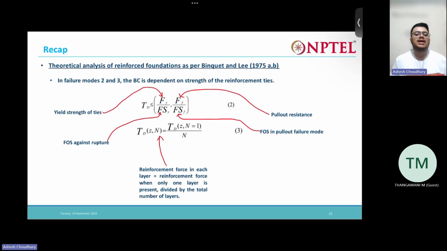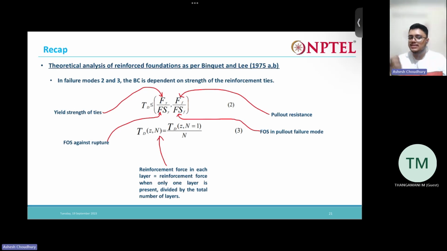So obviously, the load that is coming into each reinforcement should be lesser than the yield strength, that is the strength of the ties. The tie should not break.